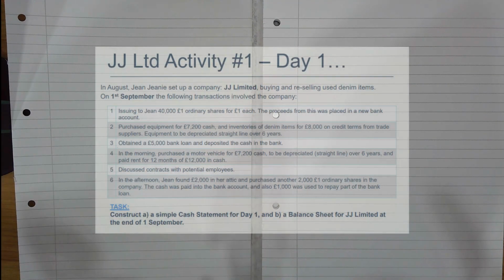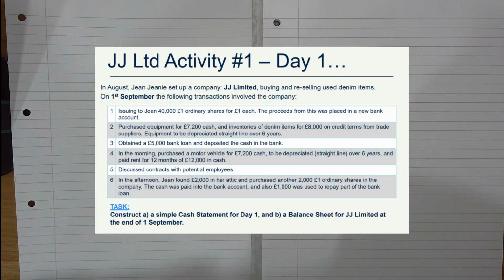Okay, so for this example, we're just going to run through another one. We're asked to find a cash statement for day one and a balance sheet for JG Limited at the end of the 1st of September, which is just on the first day of trading. And we've got these 6 points to go through.